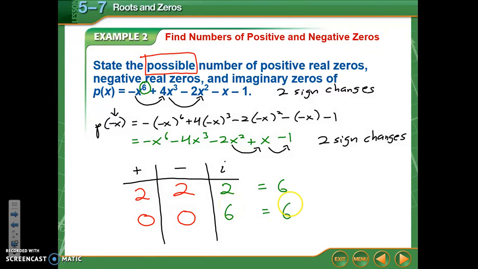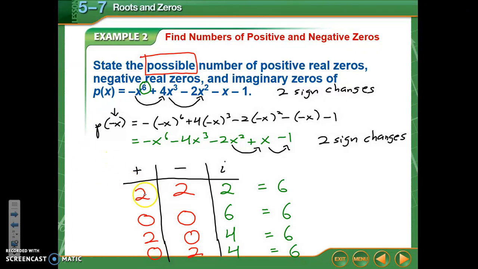is still 6. Now here's where you have to be careful. I have to get all of the possible combinations of the positives and the negatives. So it's possible that I could have 2 positive zeros and 0 negative zeros. And then, to make my total 6, I would have to have 4 imaginary zeros, so that I would have 6 total. Or again, I could have 0 positive ones, but 2 negative ones, right? And then, how many imaginary zeros would I need to add up to 6? 4. So that would give me 6 total.